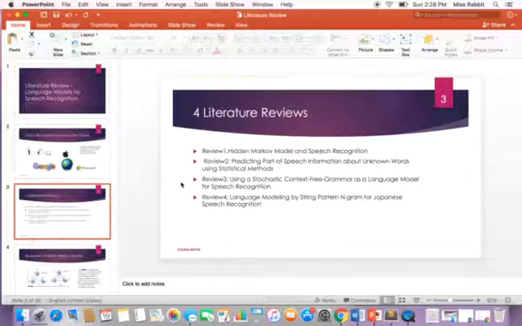Before we dive deeper into the four Scholar papers that I would like to discuss, I would like to give you a brief topic for each. The first one is the hidden Markov model and speech recognition. The second one is predicting part of speech information about unknown words using statistical methods. The third one is using a statistical context-free grammar as a language model for speech recognition. And the fourth one is language modeling by string pattern N-gram for Japanese speech recognition.